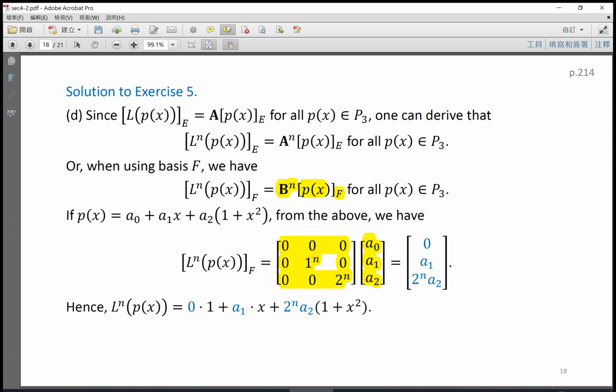After matrix multiplication, we obtain 0, A1, the nth power of 2 times A2, which is the coordinate of L superscript n of P with respect to F. Hence, we know L superscript n of P equals 0 times 1 plus A1 times X plus the nth power of 2 times A2 times parentheses 1 plus X squared.